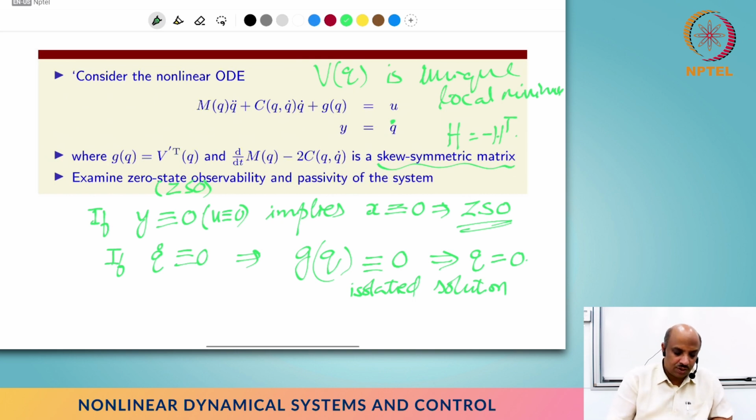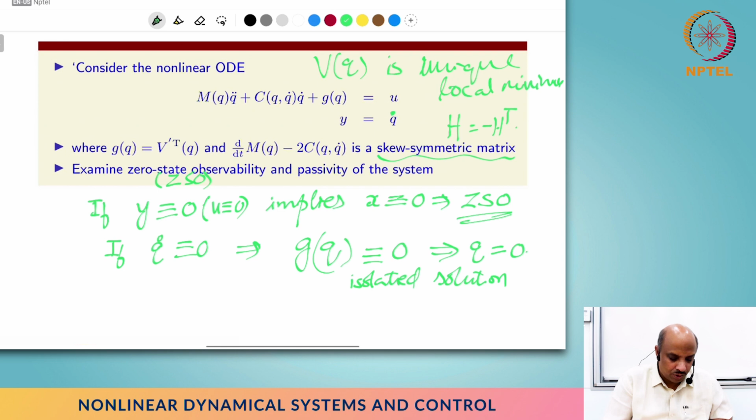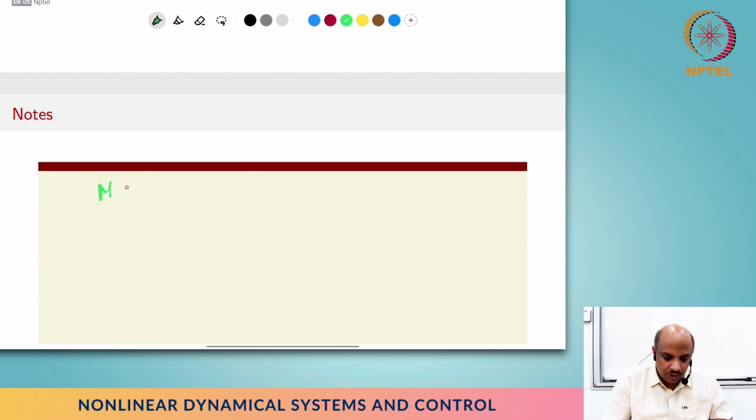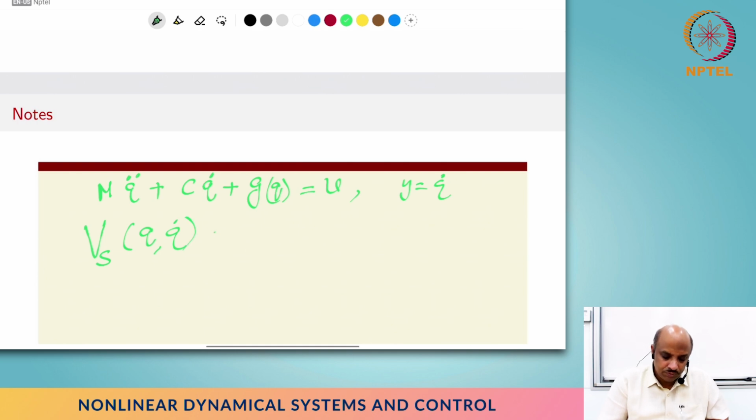So now we will consider this particular system. Remember, M q double dot plus C q dot plus G of q is equal to u, and y equals q dot is our system. I'm going to consider a storage function which is going to be dependent on both q and q dot, and from mechanics I know that it's going to be of the form half q dot transpose M q dot plus V of q, where V of q is the potential energy, right?